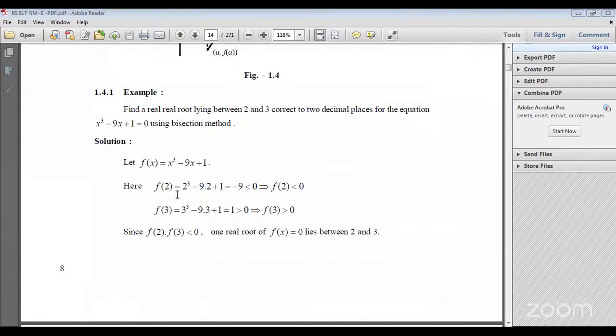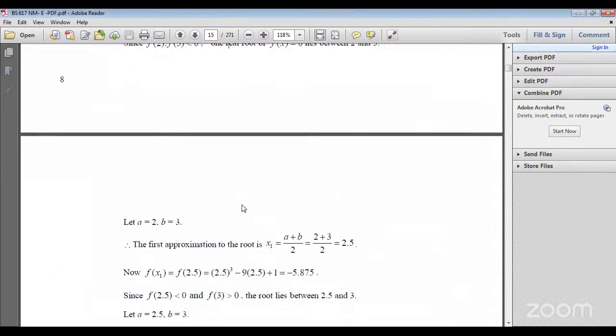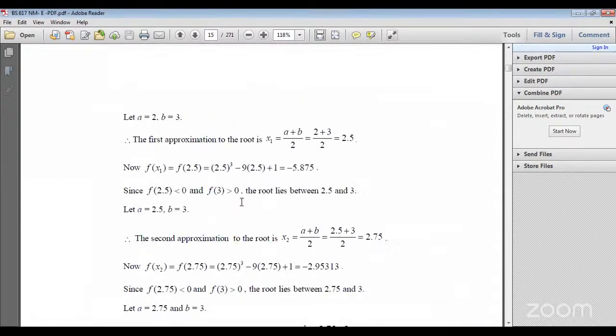So f of 2 is minus 9, therefore f of 2 less than 0. f of 3 comes out positive, so greater than 0. So f2 into f3 is minus 9 into a positive value, so less than 0. Therefore the root lies between 2 and 3. So a is equal to 2 and b is equal to 3. The first approximation to the root is x1 is equal to a plus b by 2, that is 2 plus 3 by 2, that is 2.5.